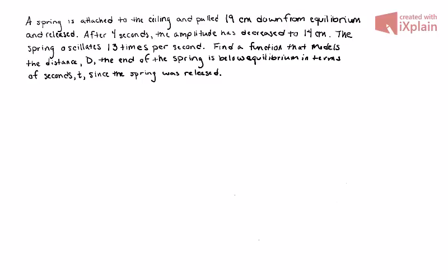In this particular problem that we're looking at, it reads: a spring is attached to the ceiling and pulled 19 centimeters down from equilibrium and released. After 4 seconds, the amplitude has decreased to 14 centimeters. The spring oscillates 13 times per second. Find a function that models the distance d the end of the spring is below equilibrium in terms of seconds t since the spring was released.